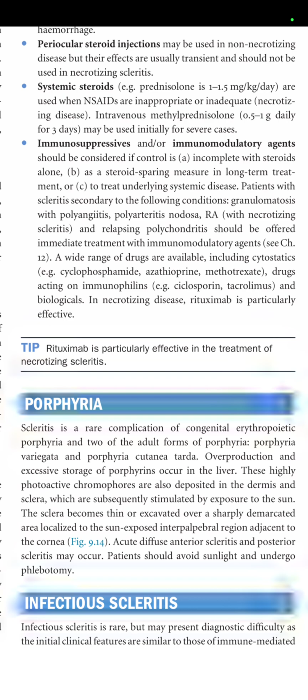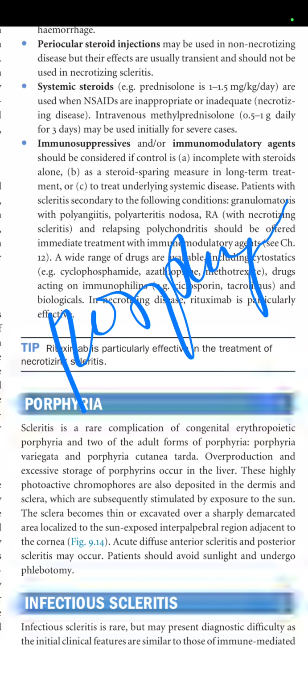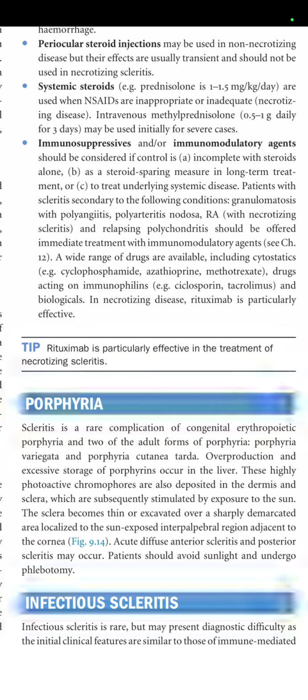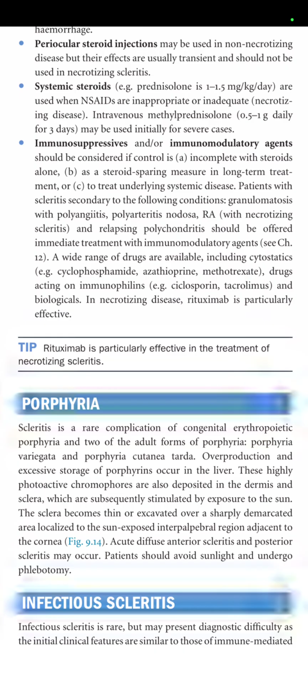Basically, what is it saying? Porphyrins are compounds that are deposited in the sclera and dermis. And what happens is, when exposed to the sun, they produce burning. So that is why it causes thinning of the sclera and there is scleritis.